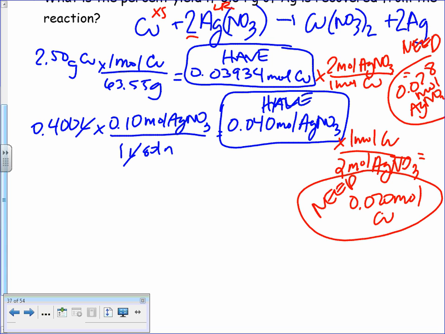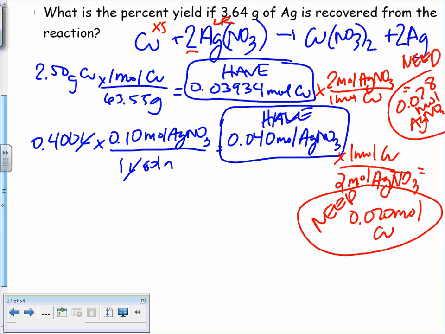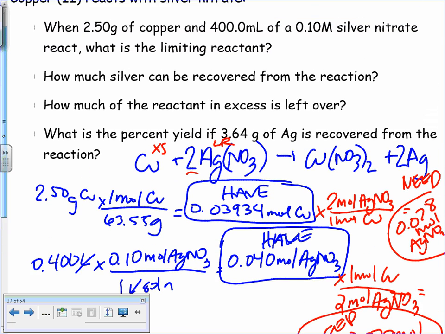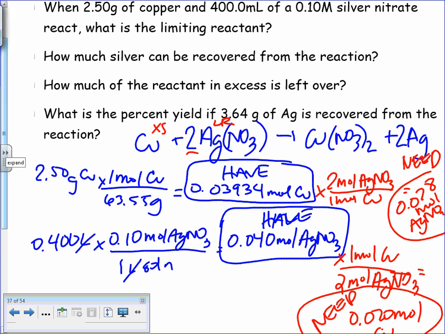I got excess. Does it also have more than one limiting reagent in the reaction? No, mathematically, no. But you could have something where it's stoichiometrically equivalent, meaning you have exactly the same amount of have and need, so they both run out at the same time. So I guess, yeah, you could say you have two, but I just say they both run out at the same time. Okay, so now we know who the LR is. So that whole process was just to figure out who the LR was, so we could figure out how much silver can be recovered from the reaction. So how do we start on the next part?